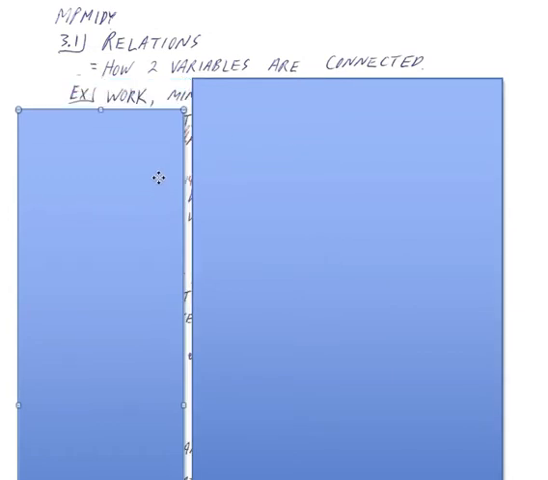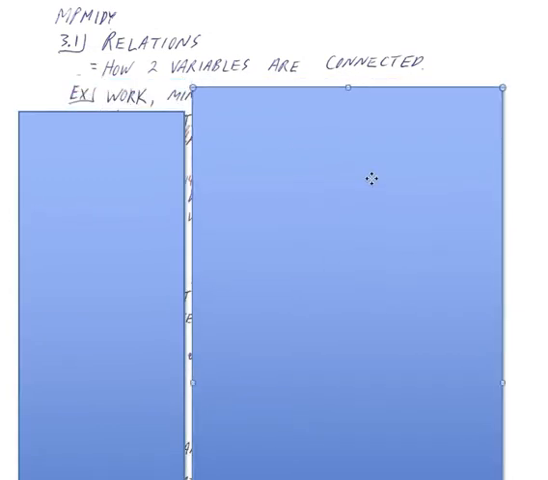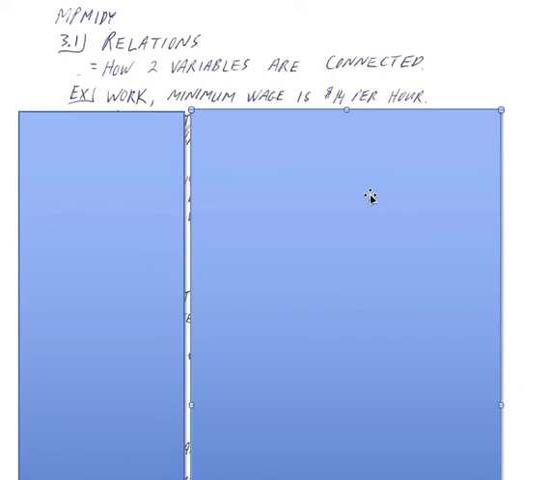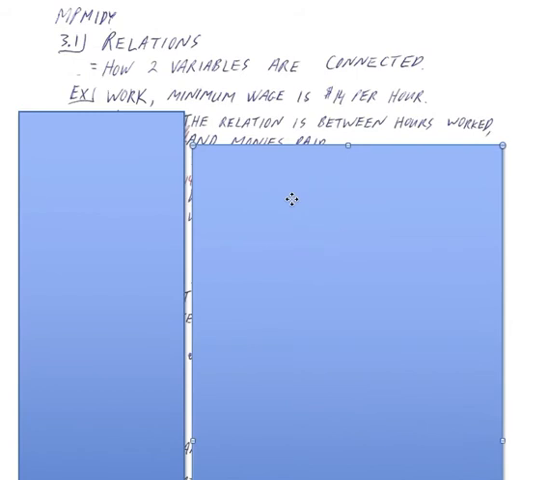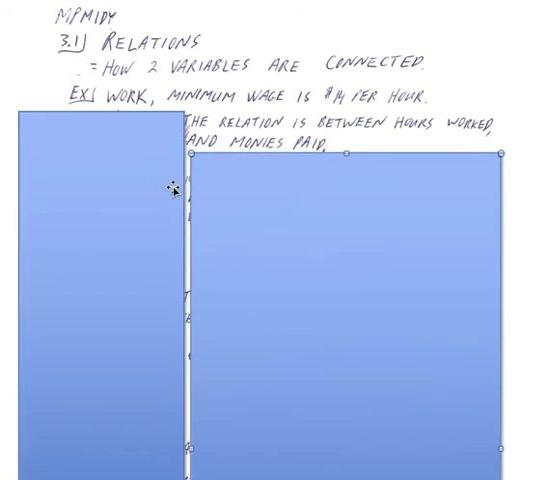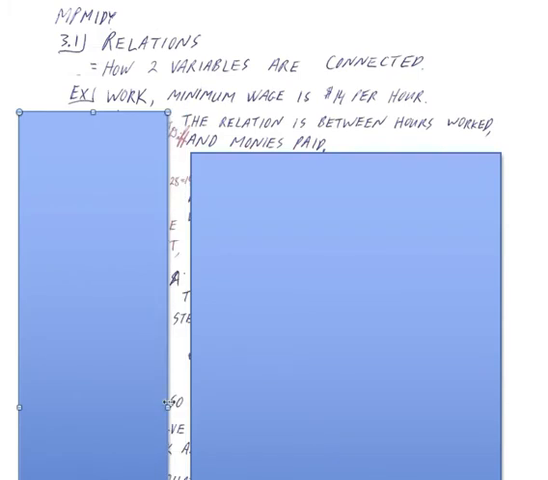So, for the first example, work. Let's take a look here. Let's say in Ontario your minimum wage is $14 per hour, all right? So, what does that mean? Well, the relation is between the hours worked and the money paid, right? The more hours you work, the more money you'll get paid.